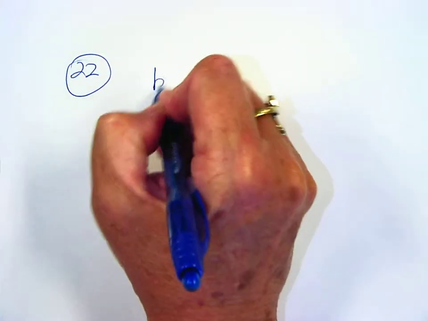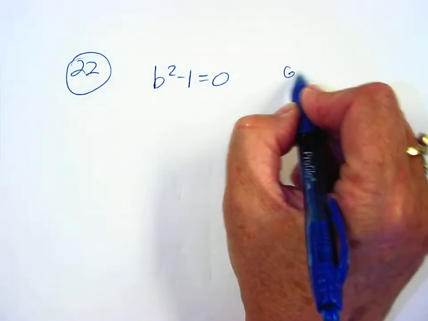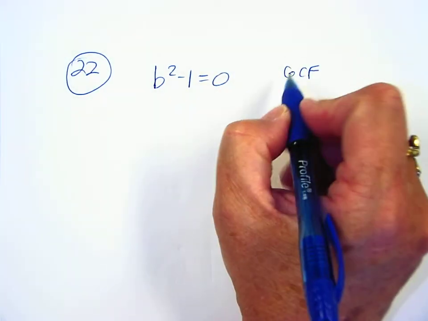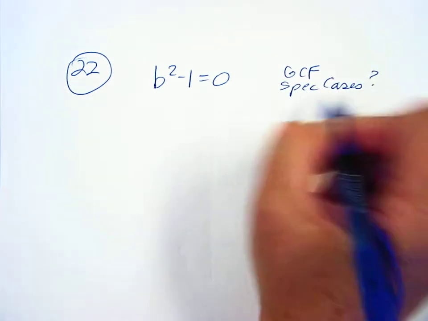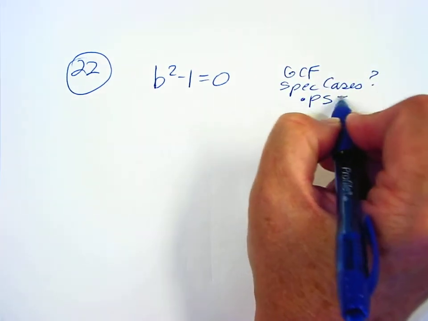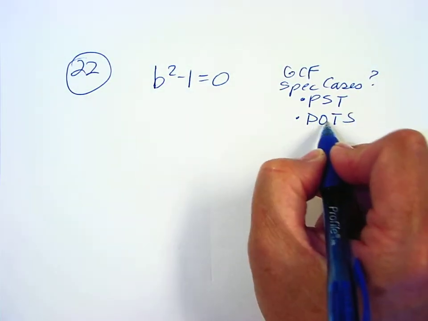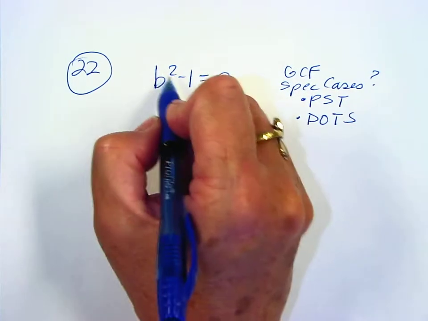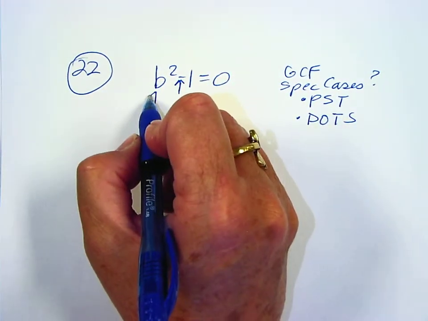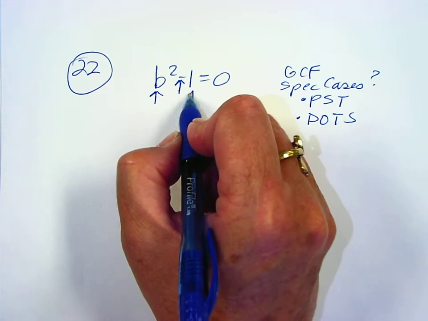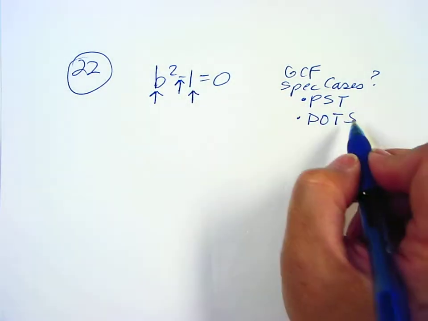Number 22, b squared minus 1 equals 0. That's kind of odd looking, isn't it? Does it have a GCF? Nope. Is it a special case? Well, I know it's not a PST because it's not a trinomial. Is it DOTS? Let's see, DOTS. Difference of two squares. Subtraction means difference. Two squares. B squared is a squared term, and 1 is a squared term, because 1 times 1 is 1. So guess what? This is DOTS.